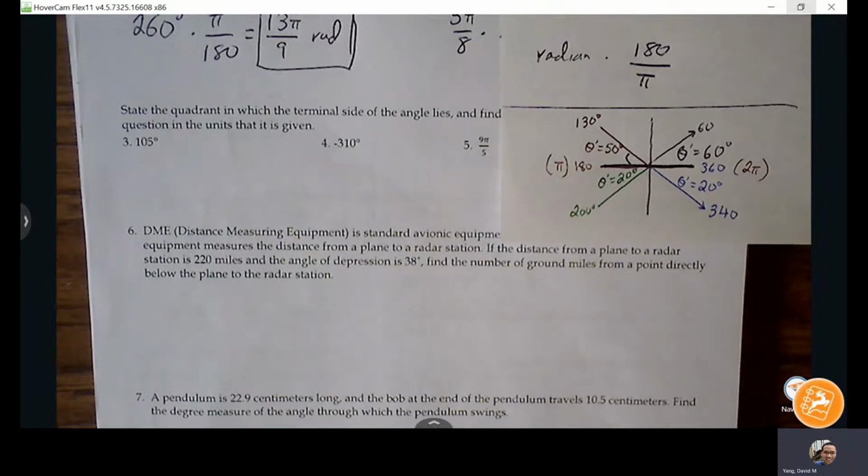Okay, so number 3, state the quadrant that your angle's terminal side is in, and then find your reference angle. Yeah, give me a second. I'll put it up. Yeah.